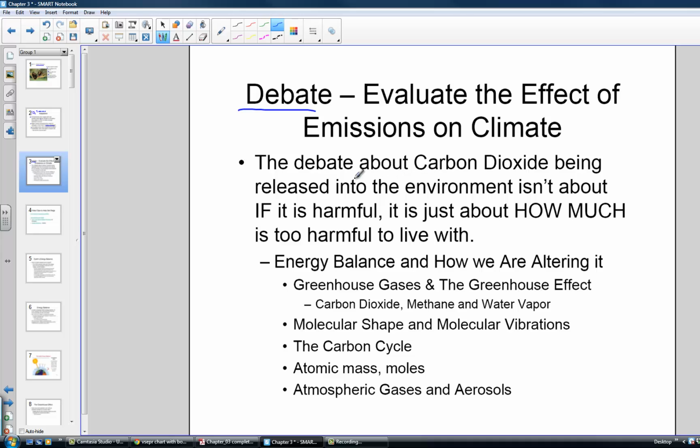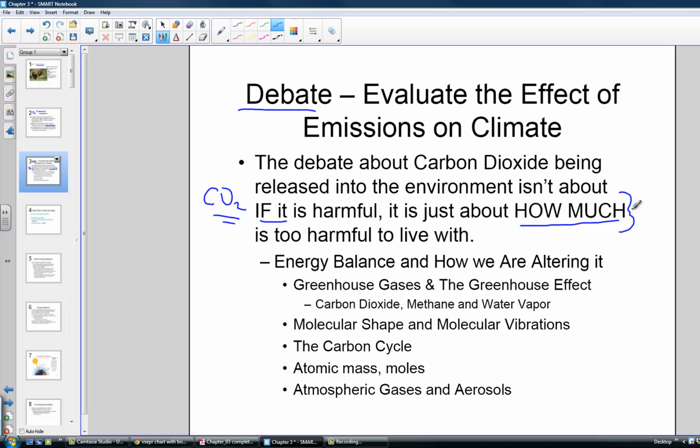The debate of CO2 being released into the environment isn't if it's harmful. We all will concur that CO2, when emitted into the atmosphere, is harmful. It's just that we don't agree about how much is too harmful to live with. We all, no matter politician or scientist alike, will agree that we are emitting more carbon dioxide than ever. What we just don't agree upon is the level that is dangerous.